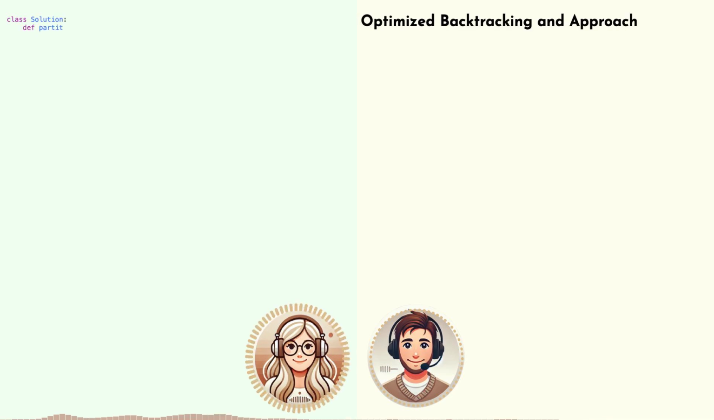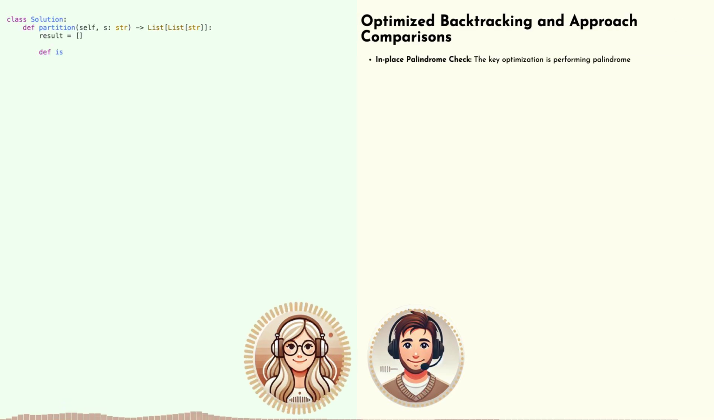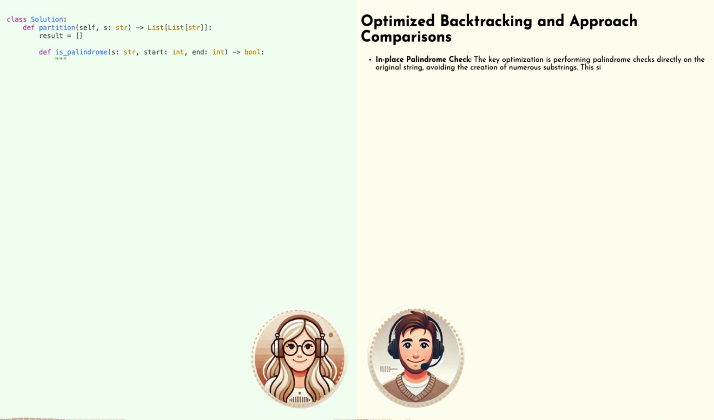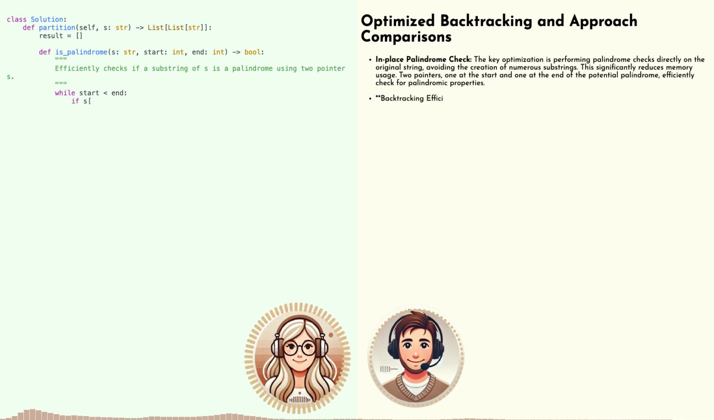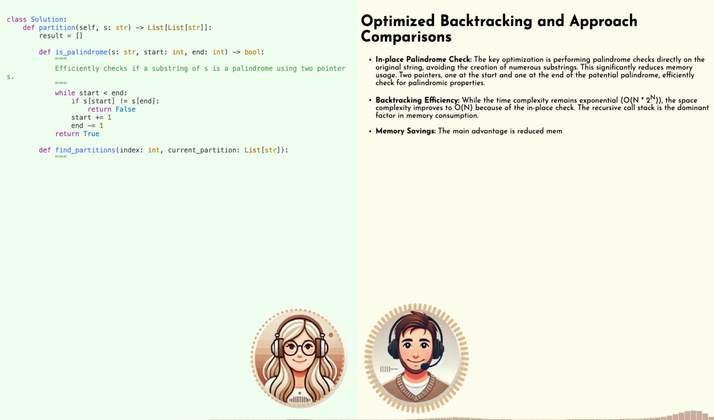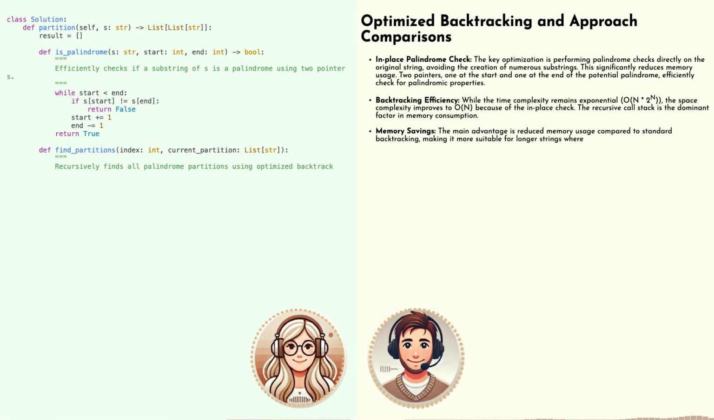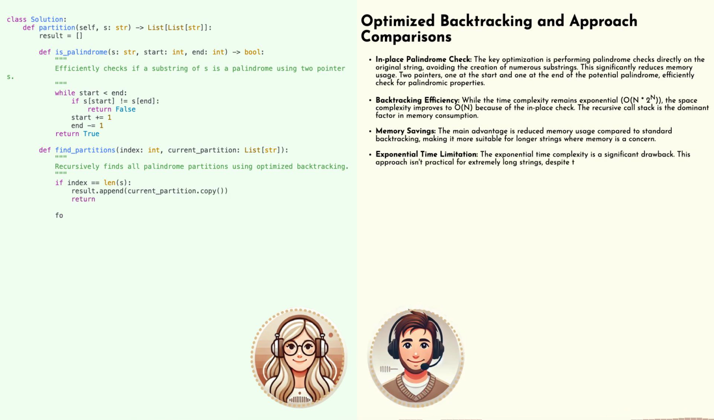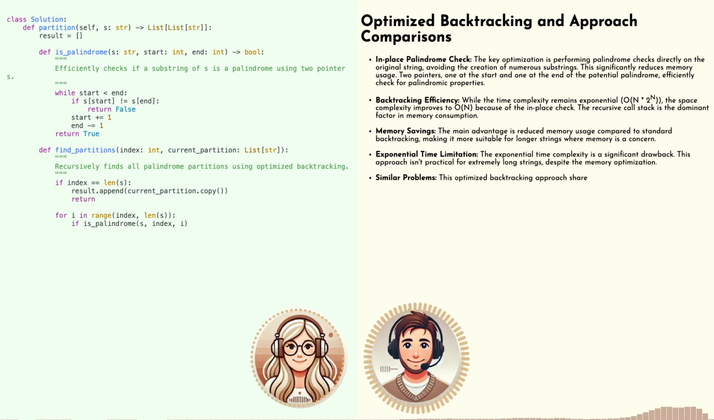So we were talking about how dynamic programming can really speed up those palindrome partitioning solutions, but it comes with that extra memory cost of the DP table. Right. And we were just about to see if there was a way that maybe we could keep that speed boost but not need quite so much memory. You mentioned optimized backtracking with in-place palindrome checking. Yes. What is that all about?